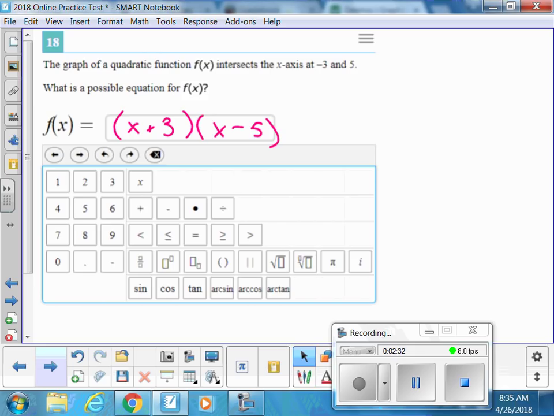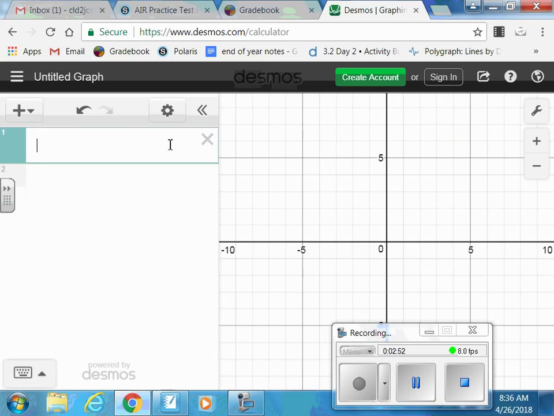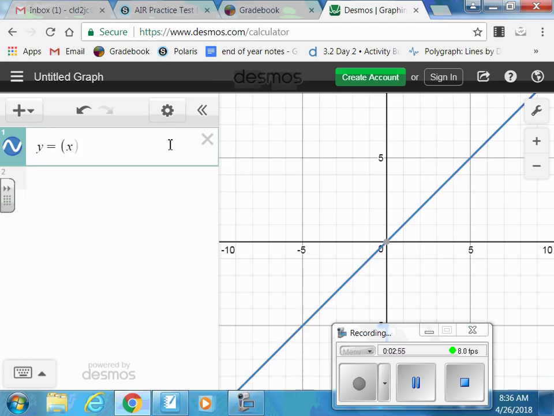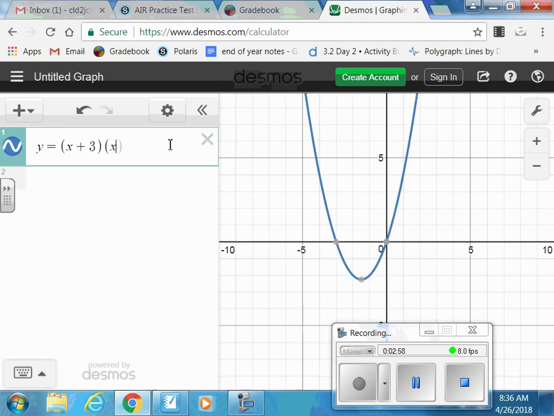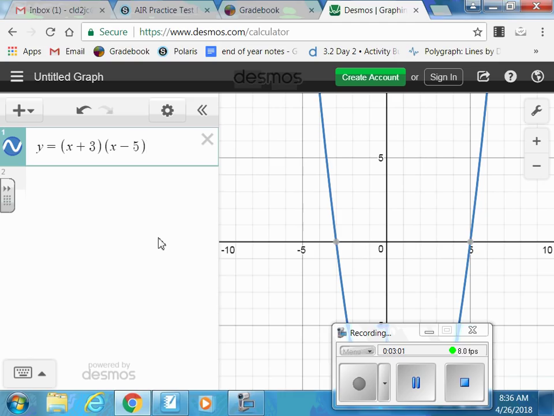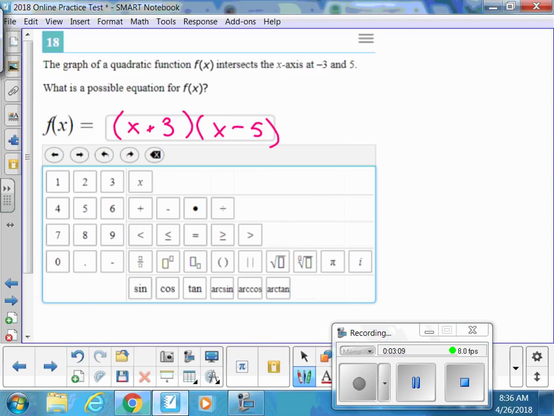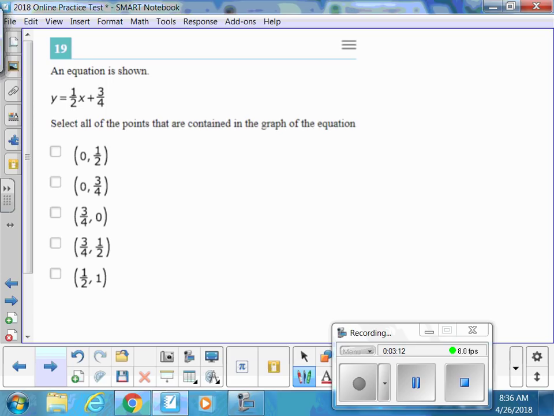But I did take this practice test and I had it graded for me, and it did accept this answer as correct. You also could FOIL it out and get x squared minus 2x minus 15. It would accept that answer as well. Let's graph it. So you can kind of see if we were to graph it, it would give me that solution at negative 3 and then up at 5. So that is correct. 19, select all the points that are contained in the graph.